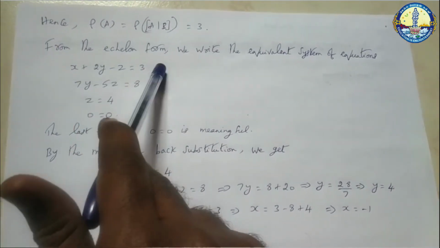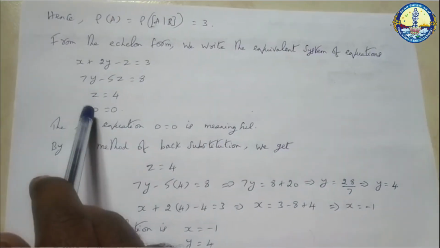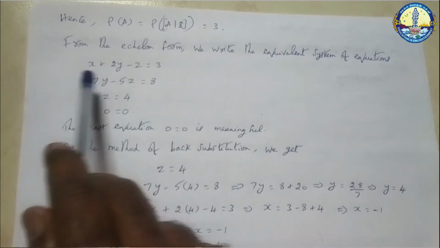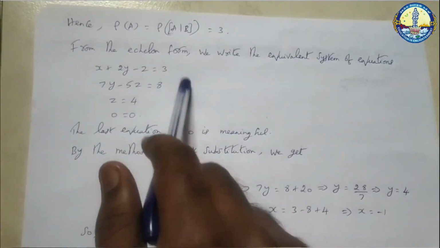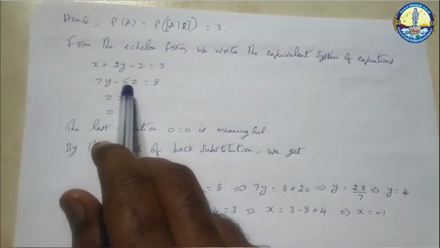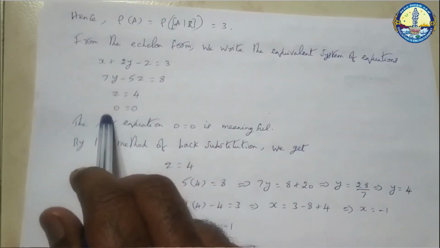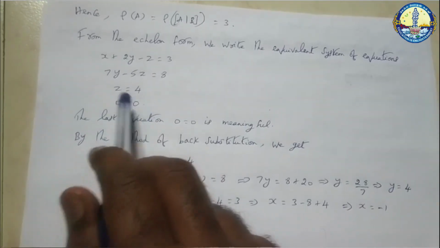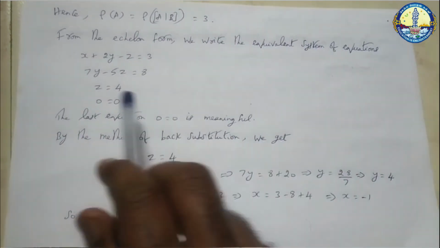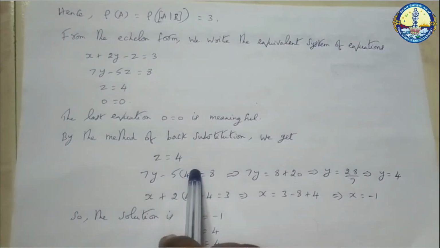So from the echelon form, we write the equations. This is the first row, second row, third row, fourth row, in the form of equations. So x plus 2y minus z equals 3, 7y minus 5z equals 8, z equals 4, 0 equals 0. So this is meaningful, obviously 0 equals 0. So solve by the method of back substitution. z equals 4.